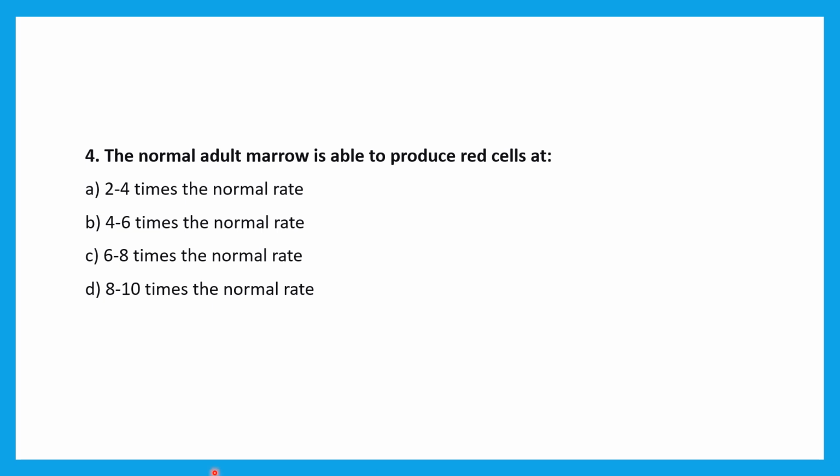Okay, this signifies the importance of what we call the reserve capacity, isn't it? The bone marrow's significance of what is known as the reserve capacity, because there's the compensatory hyperplasia. That is why patients with, let's say, chronic hemolysis can often maintain a near normal hemoglobin level until the hemolytic process becomes very severe. So 6 to 8 times the normal rate is actually the correct choice that we are going to go with. All right, question number 5.